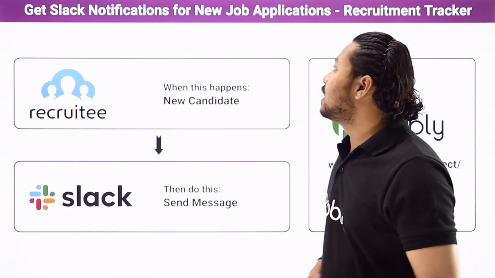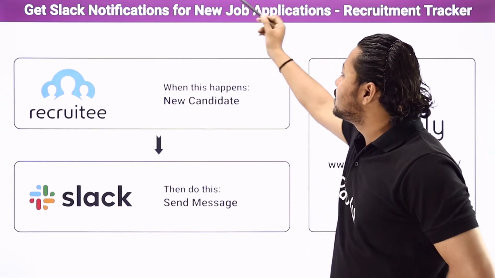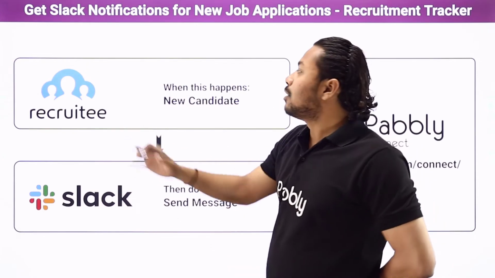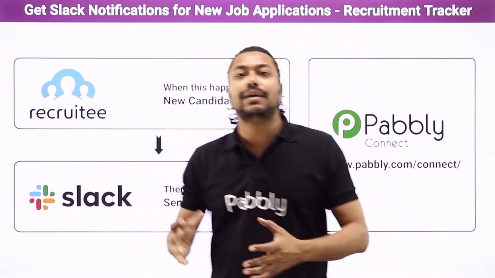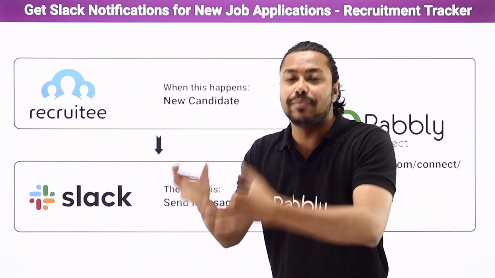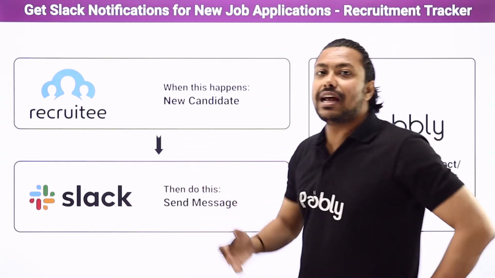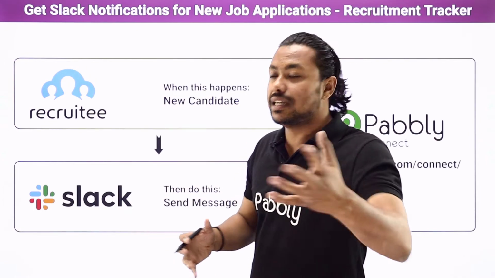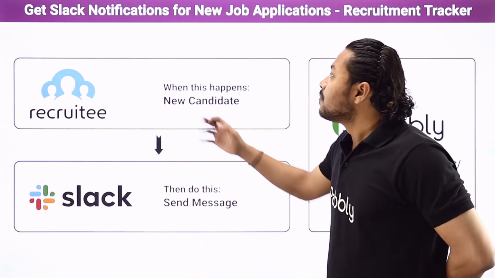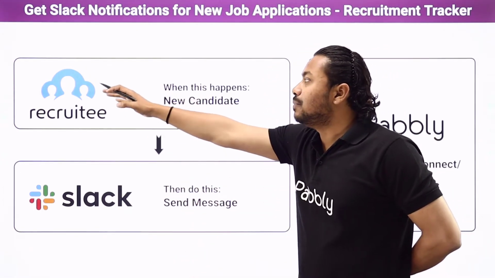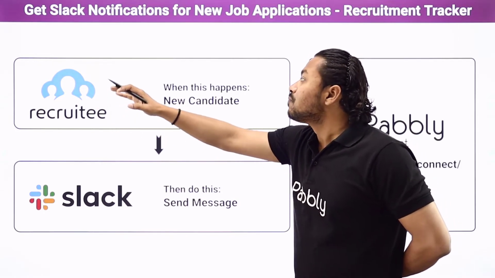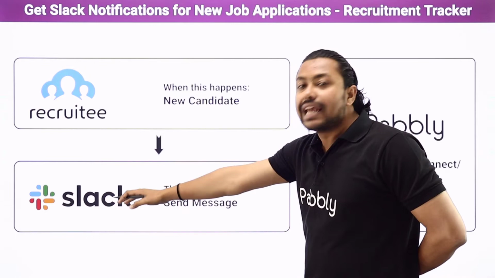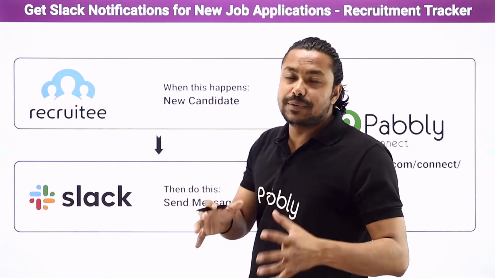So today I am going to tell you how you can get Slack notifications for new job applications on your Recruitee. Now Recruitee is a platform where people post for jobs as well as apply for jobs, and Slack is a platform where we can make different types of channels and have conversations with our team members. Now what will happen, whenever a new candidate is added to our Recruitee account, the details of that candidate will be sent to our Slack channel where we have our team members present.